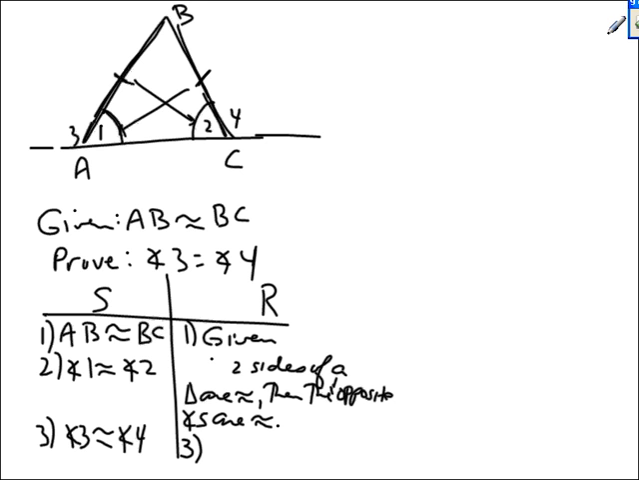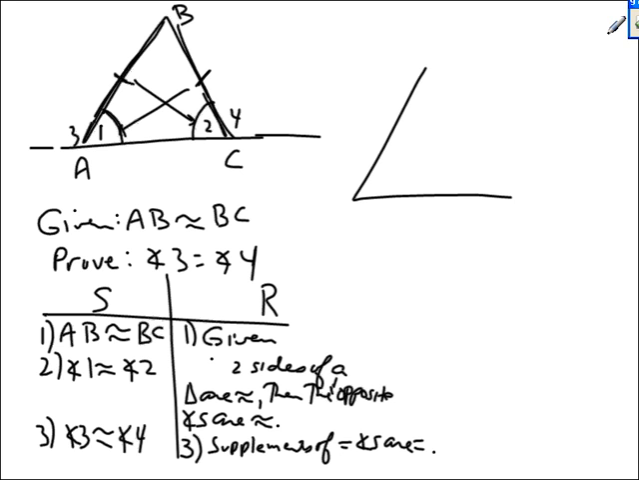And the reason is supplements of equal angles are equal. So the main thing in this section is if two sides of a triangle are equal, if this side and that side are equal, then their opposite angles are equal.